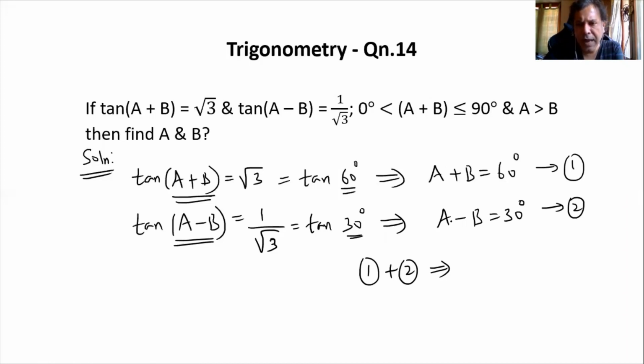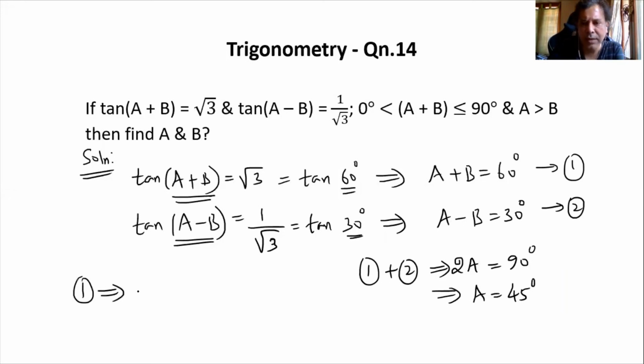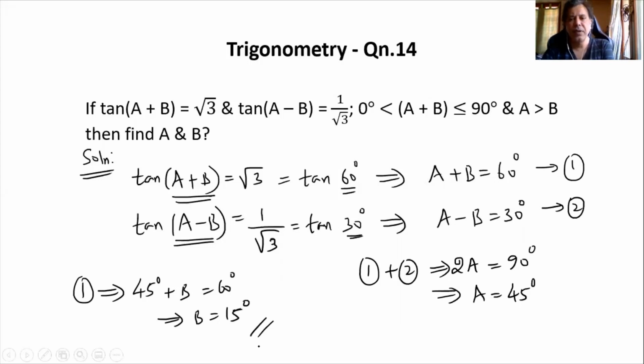If I add this, I will have 2 times A is equal to 90 degrees, which means A is 45 degrees. Now that we have the value of A, it is easy for us to find the value of B by substituting in any of the equations. Let me substitute in equation 1. So 45 degrees plus B should be equal to 60 degrees, which means our B value should be 15 degrees. Those are the values of A and B.